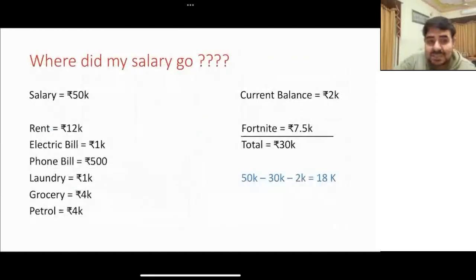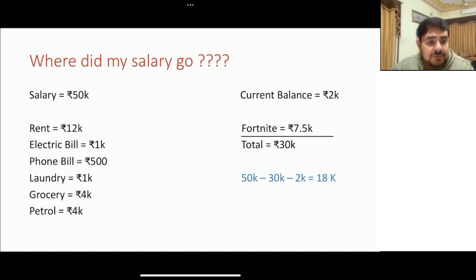But the question still remains, right? As I said, the issue is still there: where is that less 20K, right? Where has that money gone, right? Now, I can see okay, 50K salary, rent, electric bill, there's a current balance. Okay, it's not 20K, I have 2K balance left, right? Now it is just 18K and all that, right?